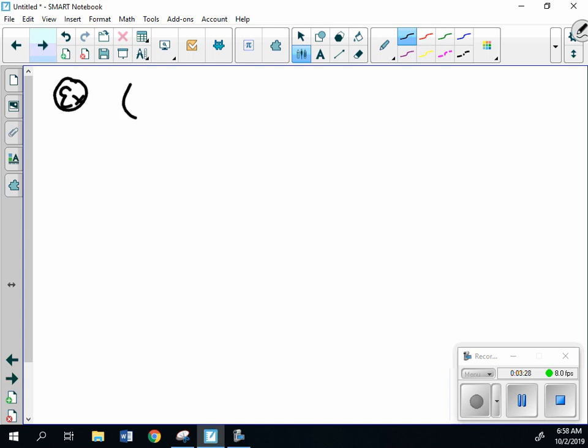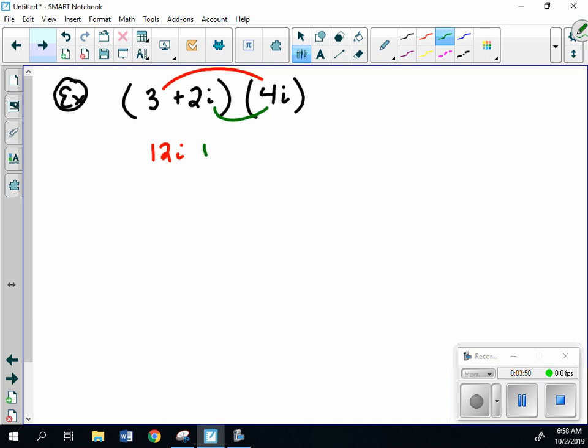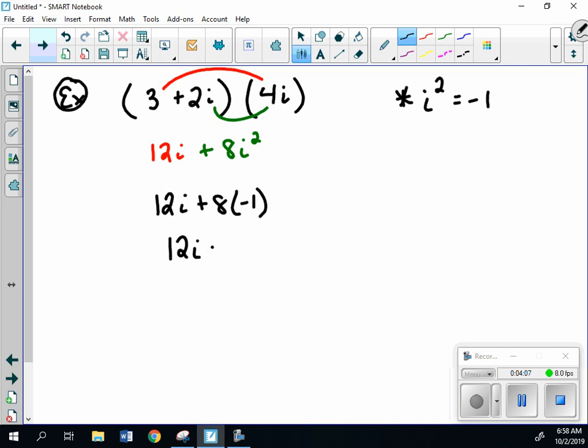Multiplication. So let's say that we have 3 plus 2i, we'll start small for right now, times 4i. This is just your distribution. So 3 times 4i gives me 12i. 2i times 4i gives me positive 8i squared. So this is where we have to take note, remember that i squared equals -1. So this is really 12i plus 8 times -1. Final answer is 12i minus 8.